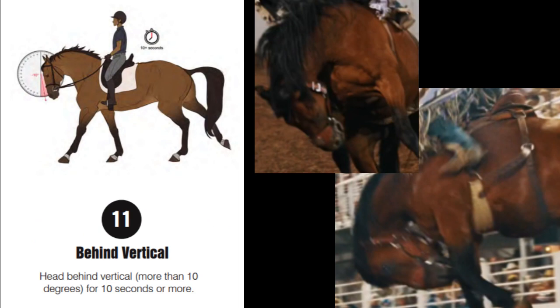The next behavior in the ethogram that matches this horse is being behind the vertical for 10 seconds or more. This horse is pretty dramatically behind the vertical for the vast majority of the video. I will concede that rodeo broncs are usually only out for 8 seconds maximum while they're on their rides, which is something rodeo riders tend to use frequently as an excuse for the abuse.